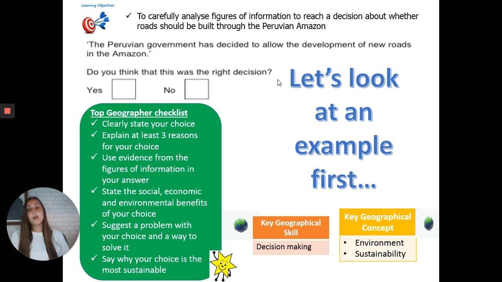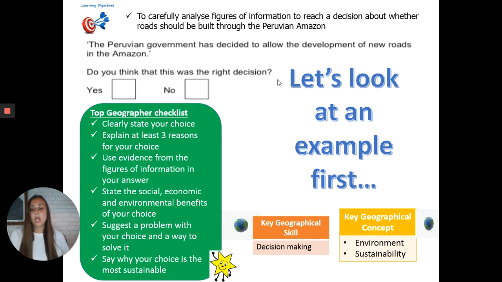Think about the social, economic and environmental benefits, so the positives about your choice. A really good way to balance out your answer is to suggest a problem with your choice. If you've said, yes, I think they should have gone ahead with the roads, back that up with, however, someone might disagree with me because.